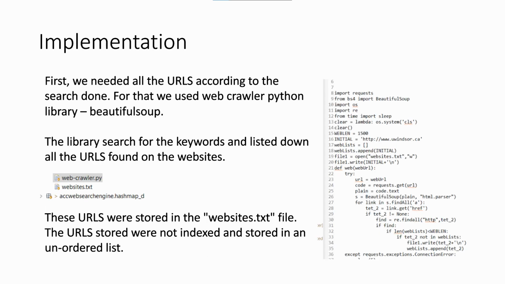To store all the URLs according to the search done, we used the web crawler Python library Beautiful Soup. These steps were done after the first search was made. The library searches for the keywords and lists down all the URLs found on the websites in the txt file called websites.txt. The URLs stored were not indexed and were stored in an unordered list.